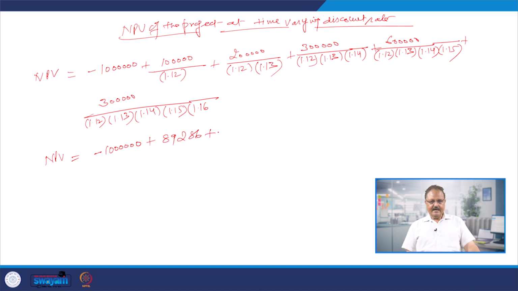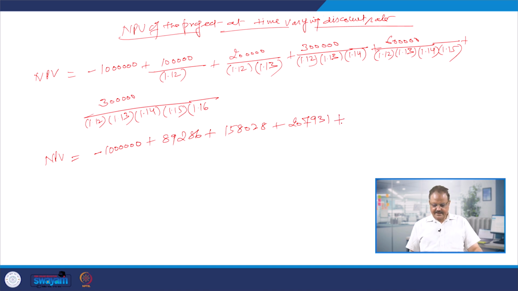Then you have to apply the time varying discount rate for discounting the second cash inflow of 2 lakh rupees, and this is going to be how much? 158,028. This is the second present value of the cash flow of the 2 lakh rupees. The third cash flow of 3 lakh rupees, the value is going to be 207,931. This is going to be the third value.